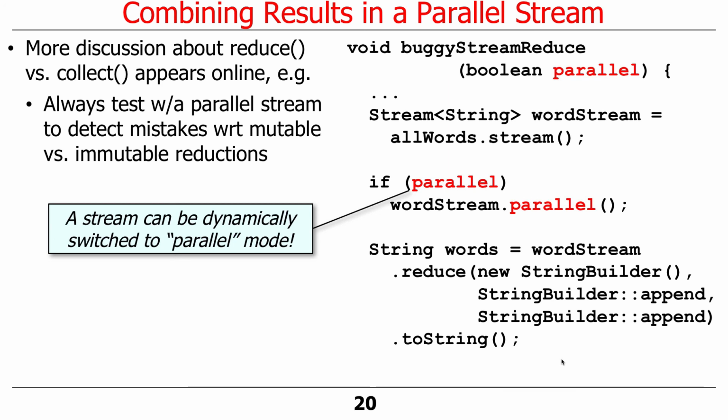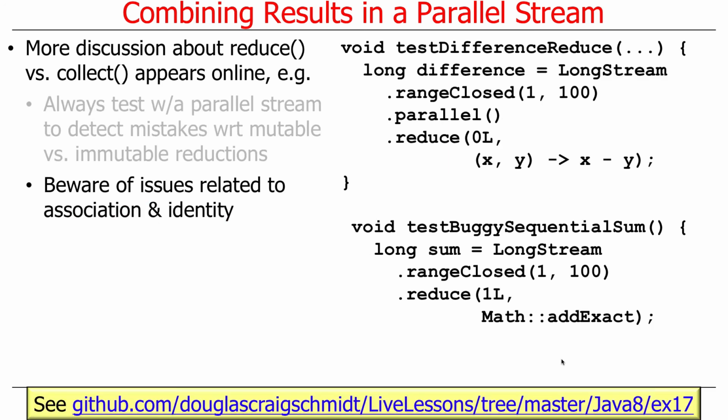So what's a better approach to use? Collect, exactly. Because collect is built to work properly when dealing with mutable result containers, whereas reduce is not. So that's the secret there.